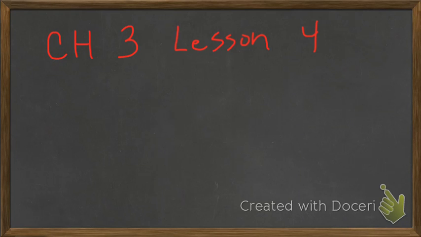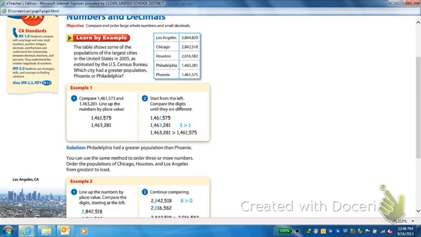Chapter 3, Lesson 4, Comparing and Ordering Whole Numbers and Decimals. The example here says the table shows some of the populations of the largest cities in the United States in 2005 as estimated by the U.S. Census Bureau. Which city had a greater population, Phoenix or Philadelphia?